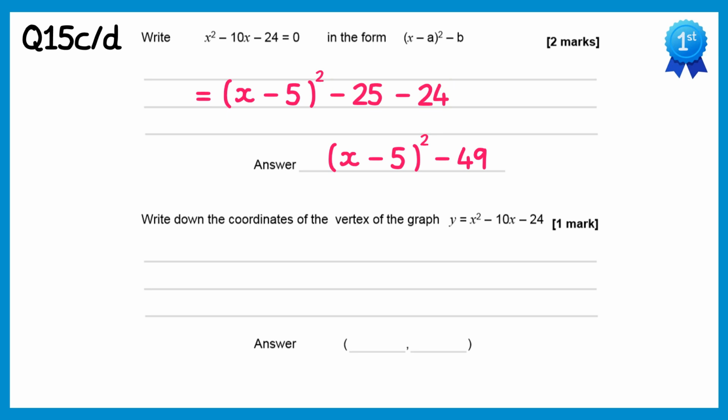For the final part of this question, we need to find the vertex of the graph. Notice it's the same equation again, so we can write this in the completed square form. To find the vertex, you take the opposite sign of the number in the bracket, so -5, we take the opposite, +5, and then we take the last term at the end, -49.